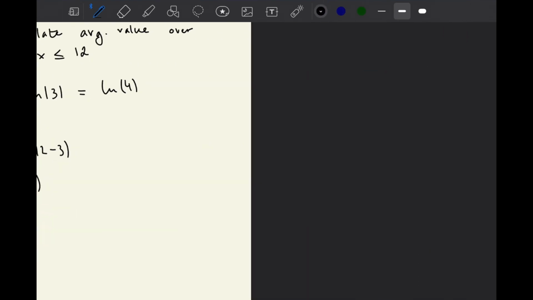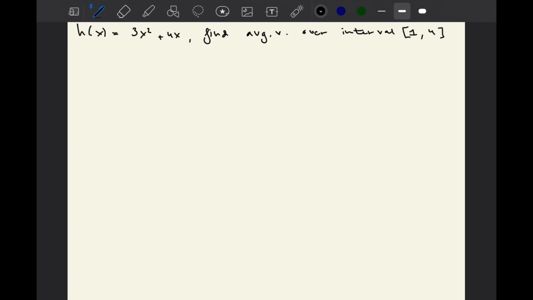Alright, let's do one more example. In this question, h of x is 3x squared plus 4x, and we're going to find the average value of this function over the interval of x equals 1 to x equals 4. So once again, area is equal to base times height, guys. First we're finding the area because that's the most complex part of this problem. So the area is going to be the definite integral from 1 to 4 of 3x squared plus 4x dx. This is going to equal, we're just using the reverse power rule.